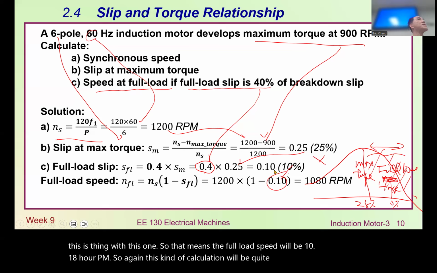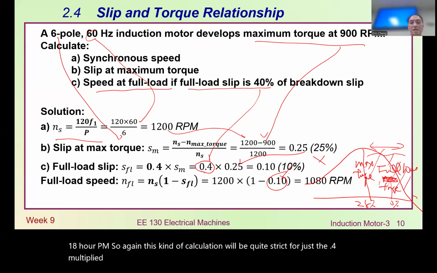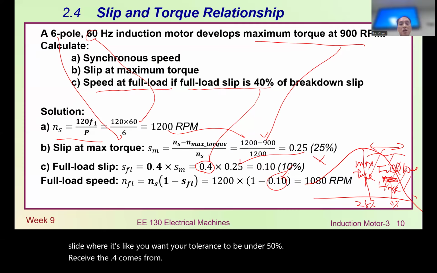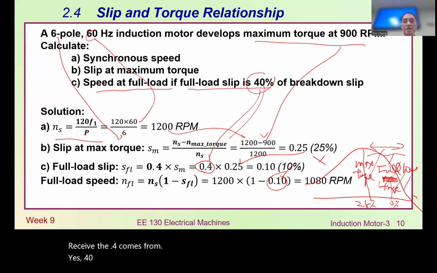Does the 0.4 multiplied by the maximum torque relate to what we were talking about on the previous slide, where you want your tolerance to be under 50%? I'm trying to figure out where the 0.4 comes from. Yeah, 40% is the information provided by the question. The question says that at 40%, we have the full load situation.